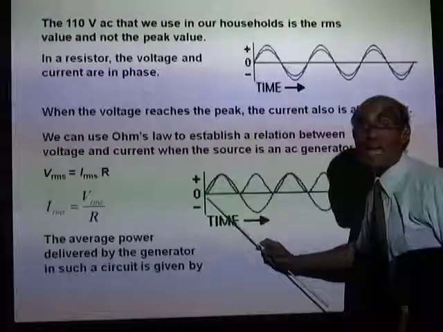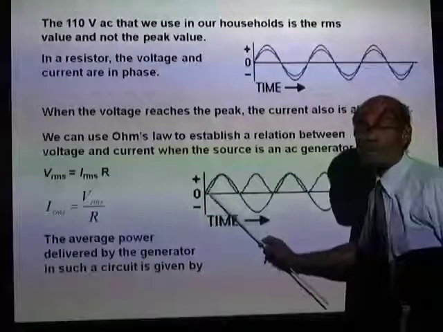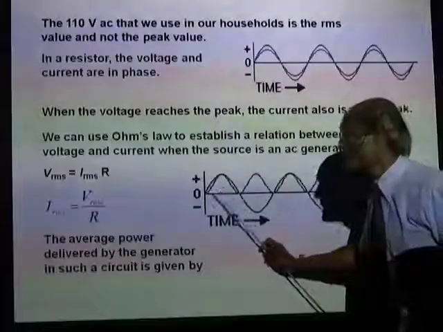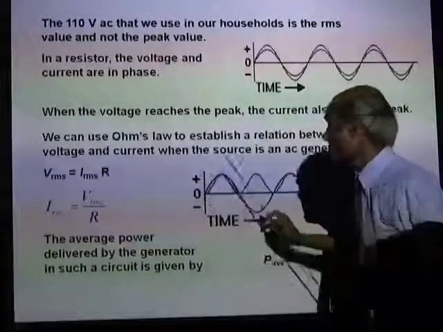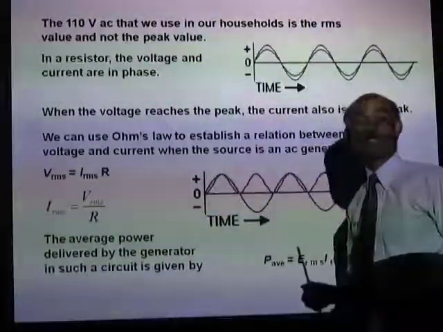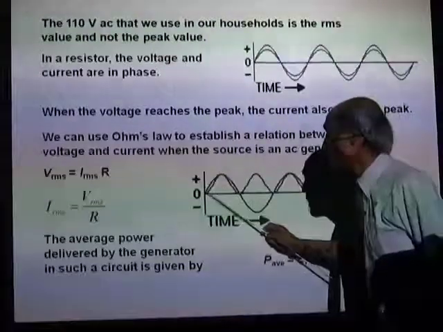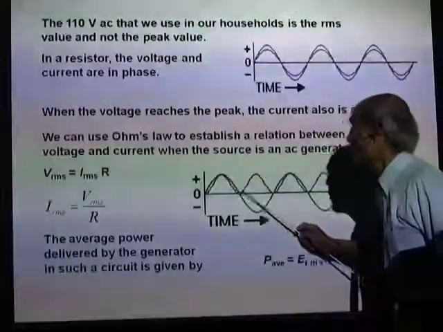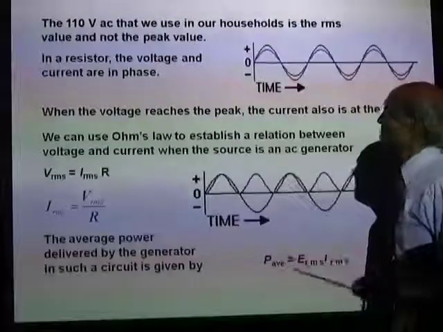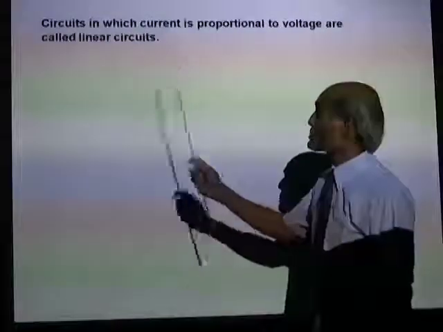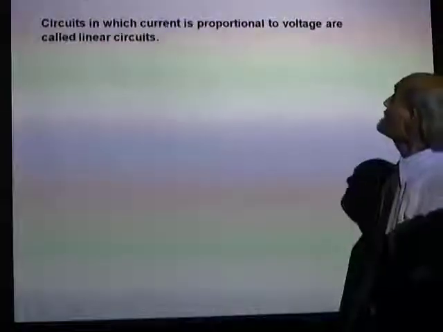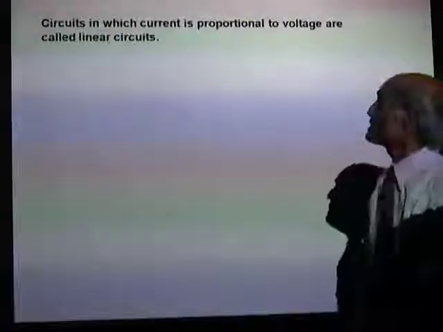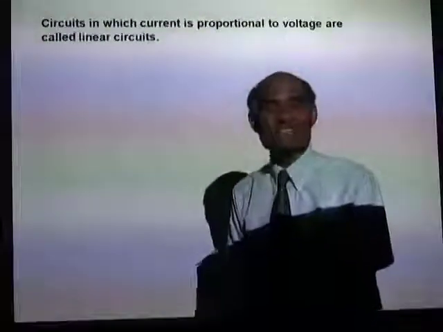So although I can be positive or negative, E also can be positive or negative, but the product, the power, will always be positive. Now, circuits in which current is proportional to voltage are called linear circuits.